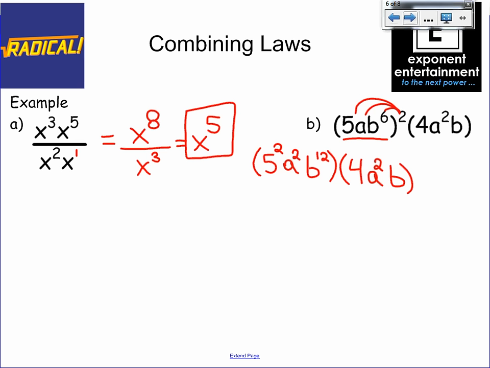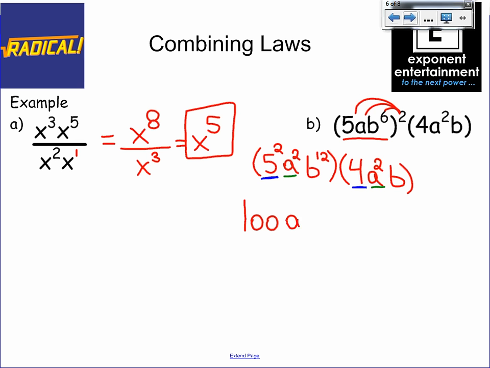So our numbers are the first things we're going to deal with, our coefficients. 5 squared times 4, those can be combined. So 5 squared times 4 will give you 100. We then move on to our next ones, and we say our like bases. So we have a like base here and a like base here. Those can be combined by adding the exponents. So that becomes a to the power of 4.